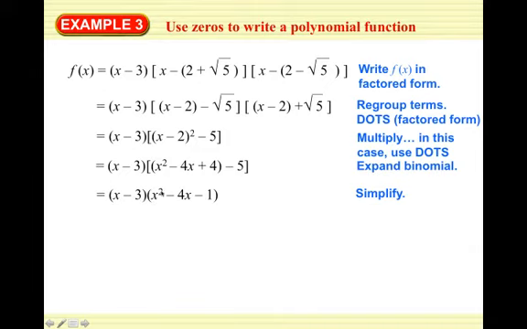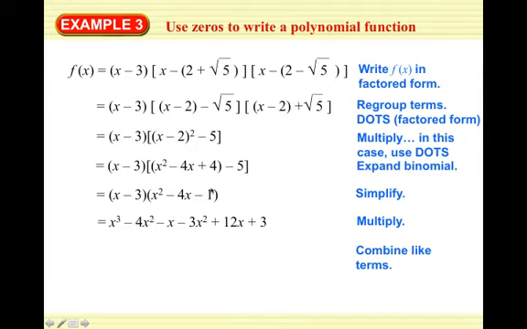Now we're going to do repeated distributive property using the x minus 3. So let's see, that's going to give me x cubed minus 4x squared minus x. Then come back with the minus 3, so negative 3x squared plus 12x plus 3. And we're going to combine terms, and we're going to get x cubed minus 7x squared, negative x plus 12x is 11x, and then plus 3.